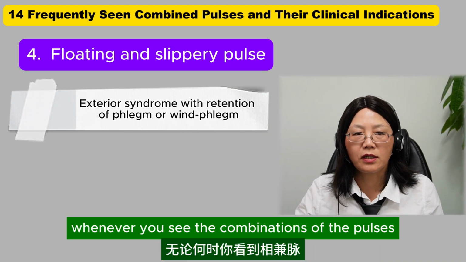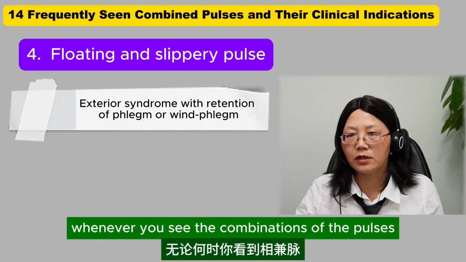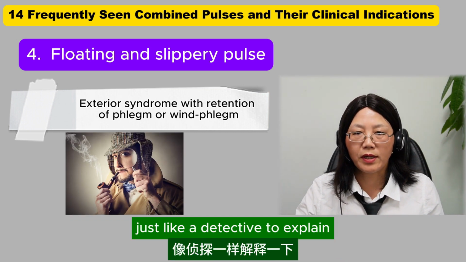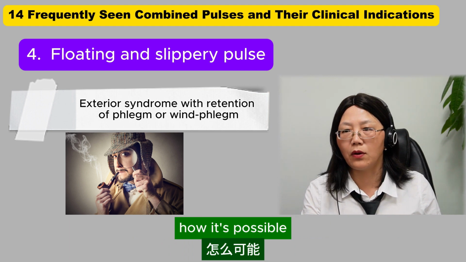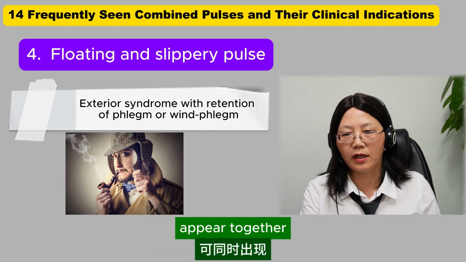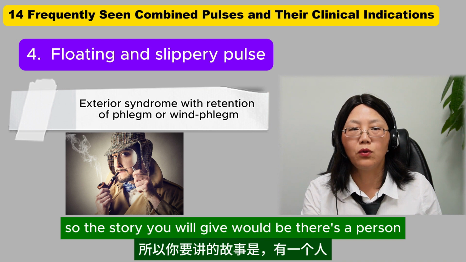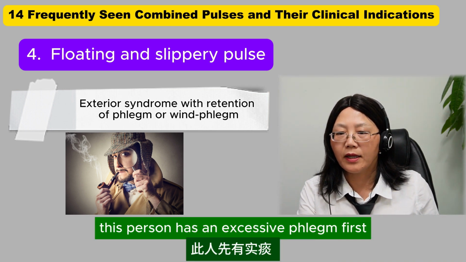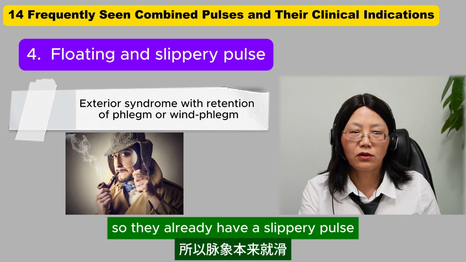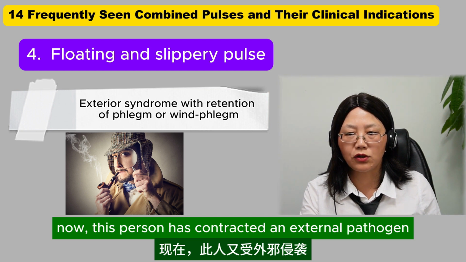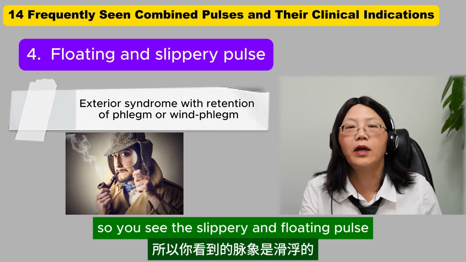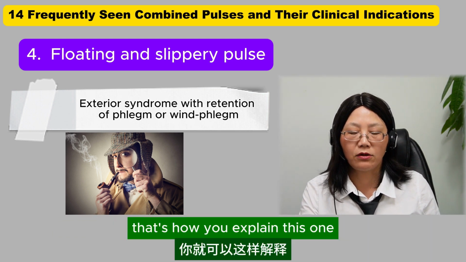Again, whenever you see combinations of pulses, you work just like a detective to explain how it's possible for these different pulses to appear together. So the story you will give would be: there's a person, this person has excessive phlegm first, so they already have a slippery pulse. Now this person has contracted an external pathogen, so you see the slippery and floating pulse. That's how you explain this one.